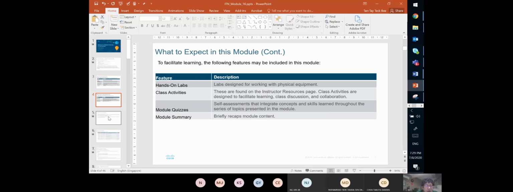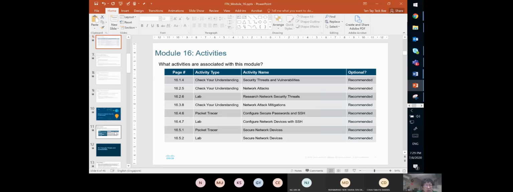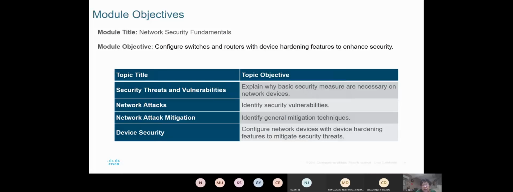Let me go to this one. The objectives of this chapter on network security: explain why basic security measures are necessary. Why do we need to secure our devices and our network? And then understand what network vulnerabilities are.